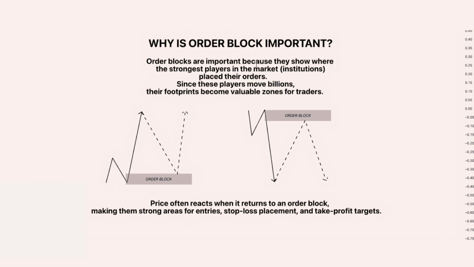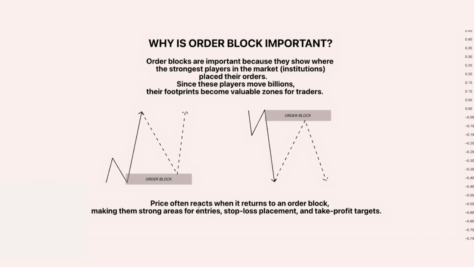Now, from here, you can see that order blocks are important because they show where the strongest players in the market, institutions, place their orders. As you are trying to make money with your little capital and the rest, we have the market movers. Those that their orders can shake everywhere in the market. So that's what we mean by the institutions, the banks, central banks and the rest. So the order block will show where these institutions place their orders. And then, since these players, they move millions, their footprints become valuable zones for traders.